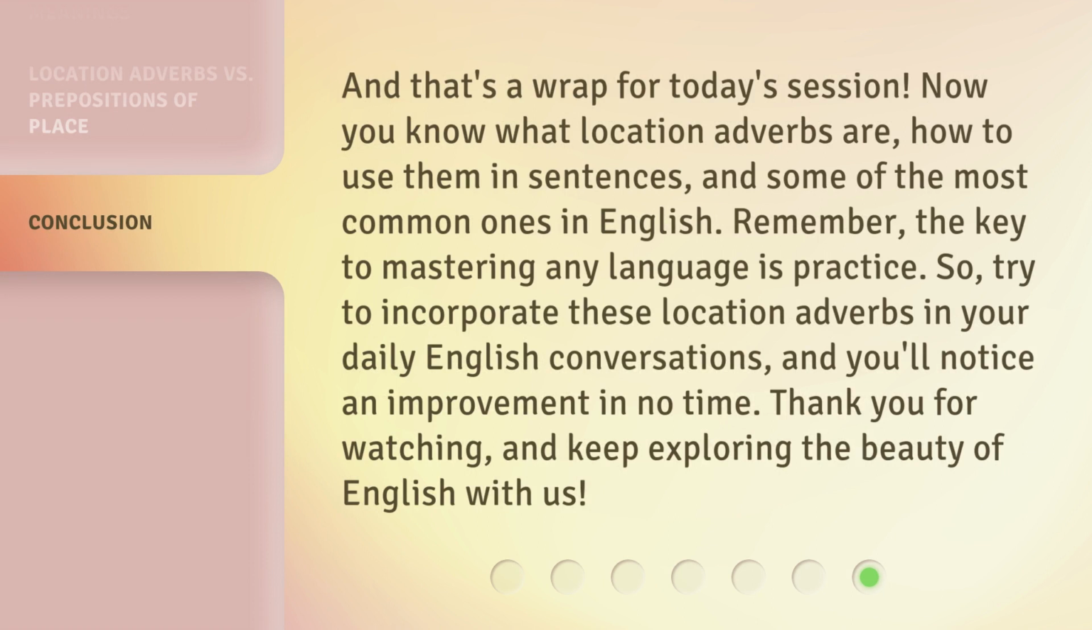And that's a wrap for today's session. Now you know what location adverbs are, how to use them in sentences, and some of the most common ones in English. Remember, the key to mastering any language is practice. So, try to incorporate these location adverbs in your daily English conversations, and you'll notice an improvement in no time.